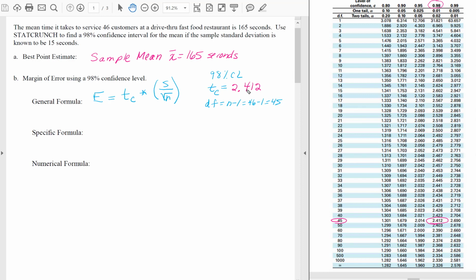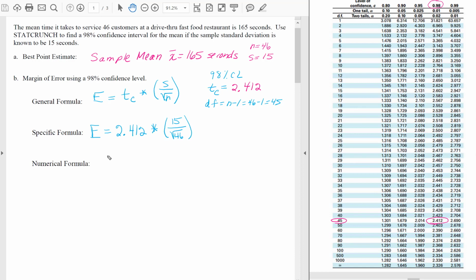Our other information we have to know is S and N. Well, we already said N was 46. And S, our sample standard deviation, is given as 15 seconds. So let's substitute all of those into the formula. So our formula is now going to look like this. E equals our T critical value, 2.412, times S, which is 15, divided by square root of 46.